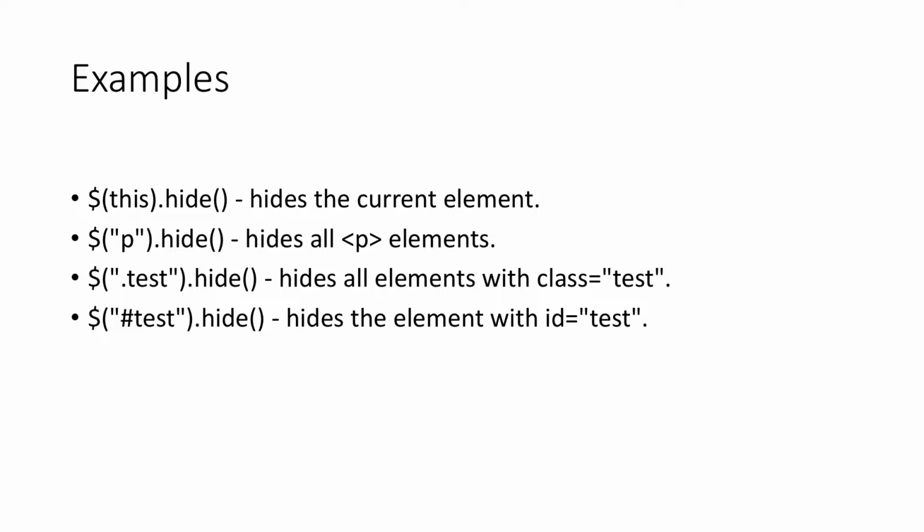Here would be, hide all of the p tags in the entire page. Hide all of them. Okay? This would be, hey, if anything is of the class test, find everything that has class equals test, hide it. Find the one thing that has the ID equals test.